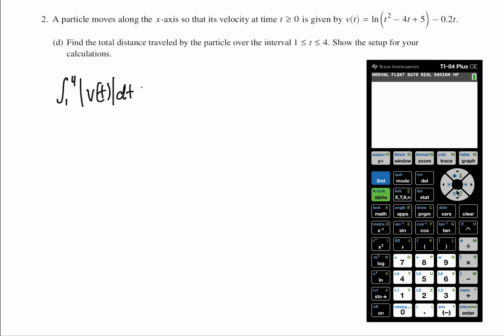Like before, we would hit math, 9 for the integral, from 1 to 4. And then before we call y1 again, which is the velocity function, we want to first put absolute value signs. The way to do that is to hit math, then you go to num, and then the first one, and then we can add y1. And now we get the total distance traveled to be about 0.958.